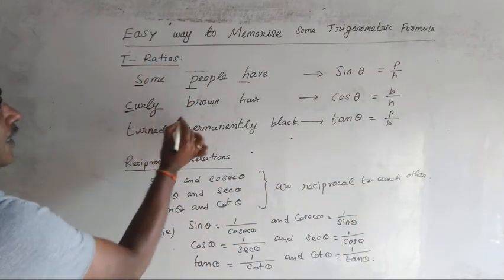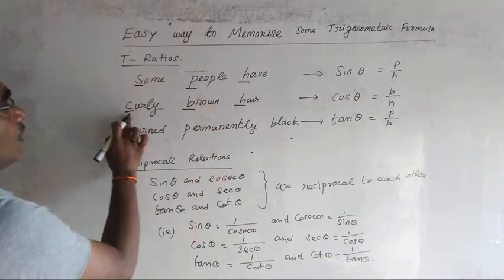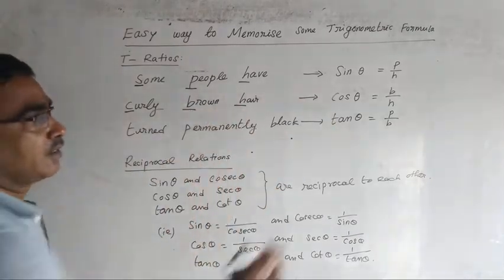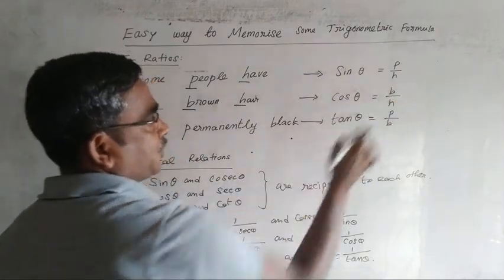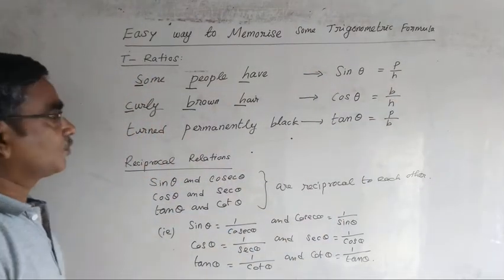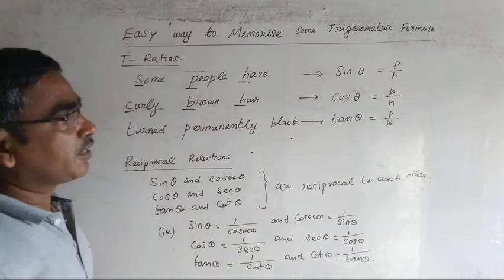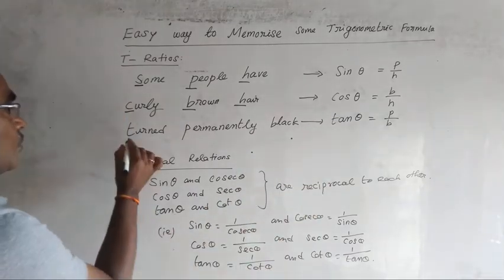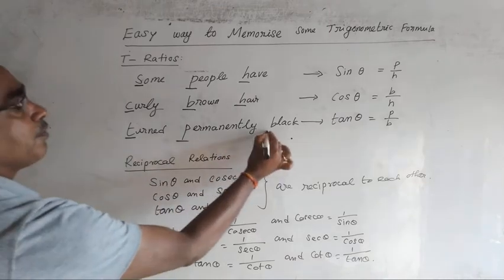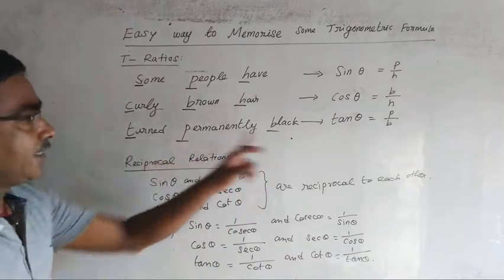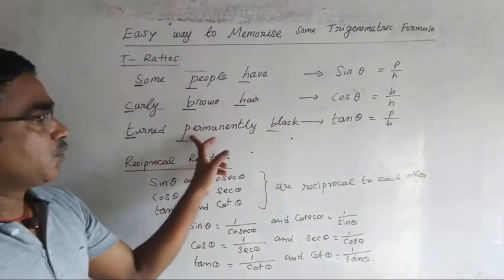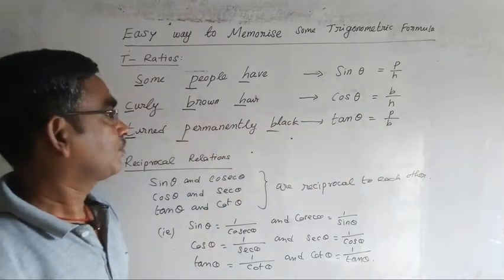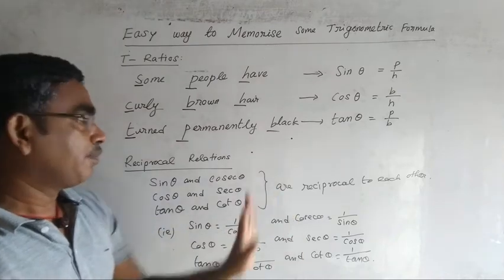And cos: Curly Brown Hair. Cos theta is equal to base to the hypotenuse, B by H. And tan: Permanently Black. Tan theta is perpendicular to the base, so P by B.